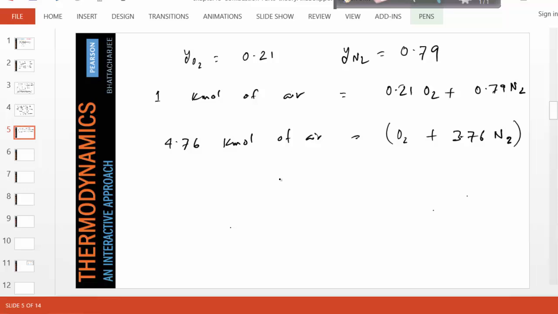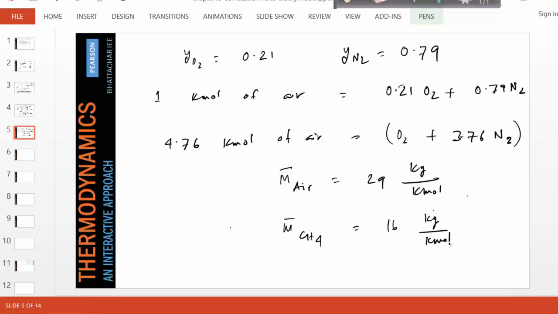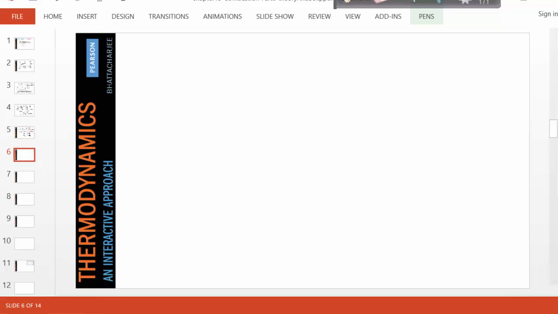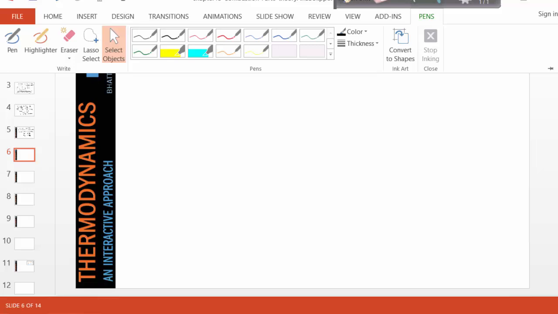Of course, try to remember that molar mass of air is 29 kg per kilomole. It's a good number to memorize. And of course, molar mass of methane, we already saw. Carbon is 12, hydrogen is 1, so it's 16 kg per kilomole. So let's now balance a reaction, a constructed theoretical reaction between methane and air. How do you do that?